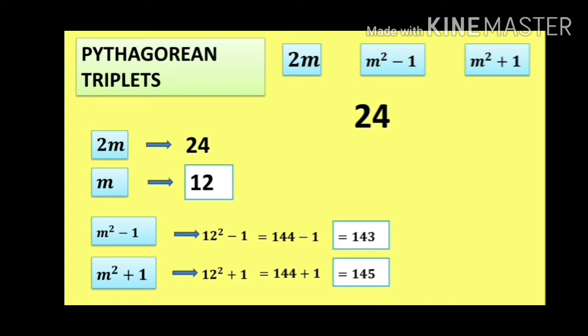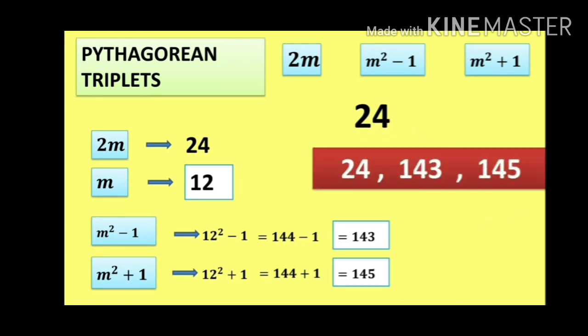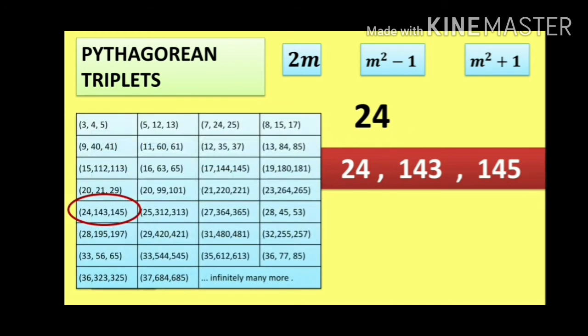Now we see here that using 24, which is one of the members, the other two we can find out. So here we get 24, 143 and 145 form a Pythagorean triplet.